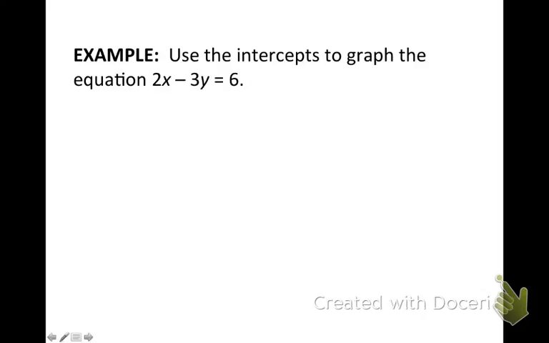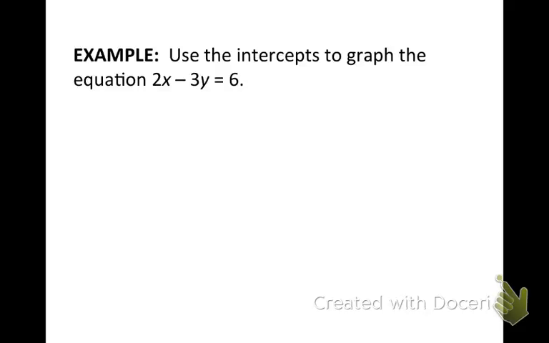So let's go ahead and do an example. If I give you the equation 2x minus 3y equals 6, which is in standard form, and I wanted to find the x and the y intercepts in order to be able to graph it, I could put that in slope-intercept form and then graph it.